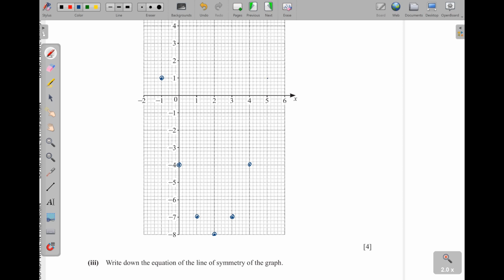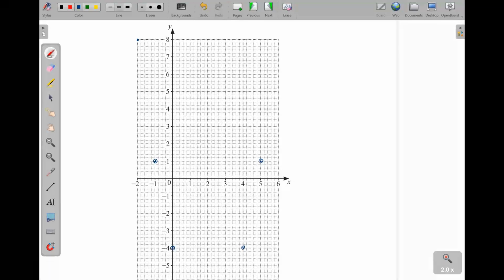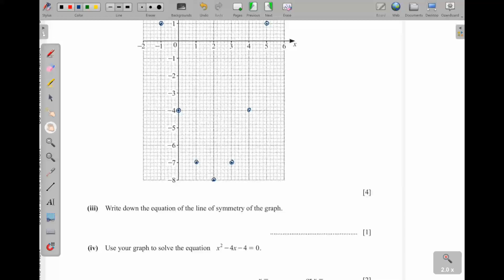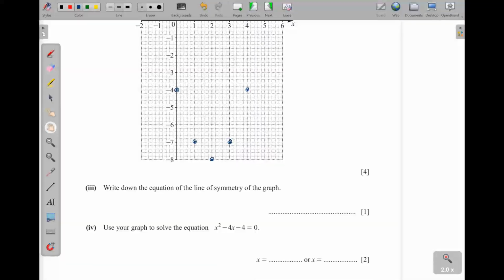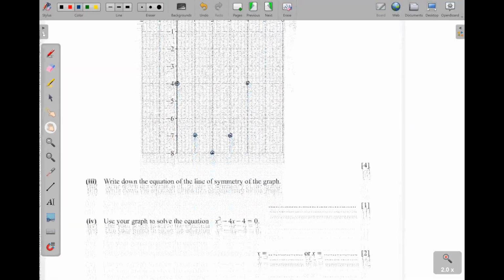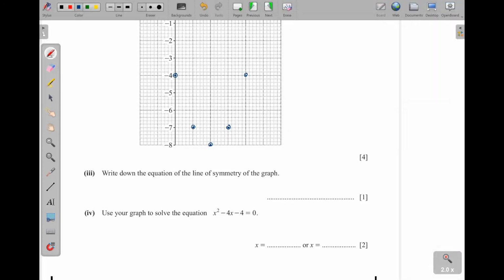5, 1. So we have here, it's too big. So 5, 1. And then 6, 8. So you come back here. Like that. And then we are supposed to draw that. So, okay. Now, before you draw this curve, always look at the questions that come after the graph.